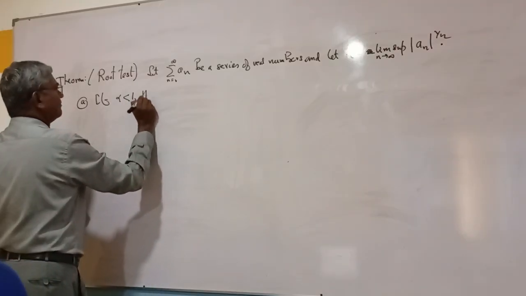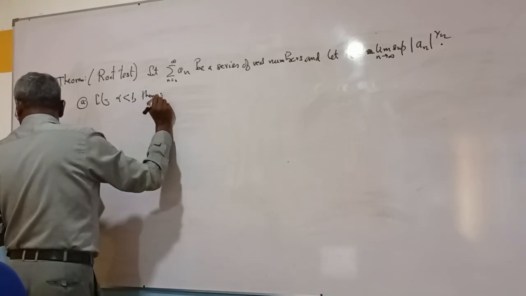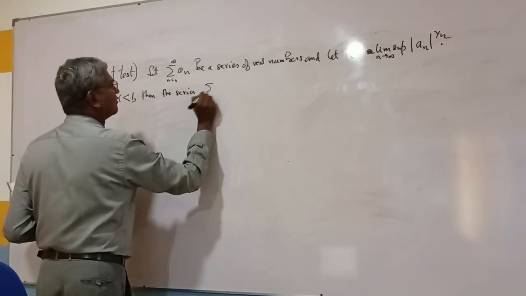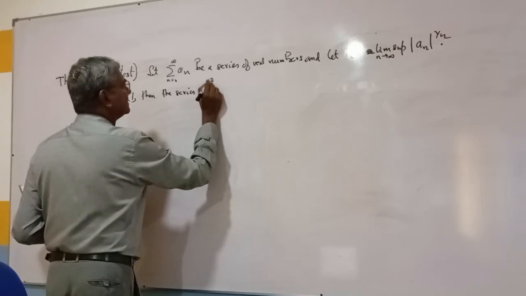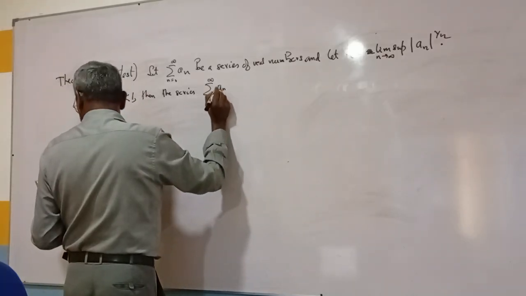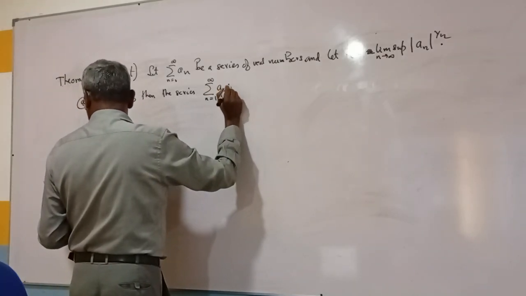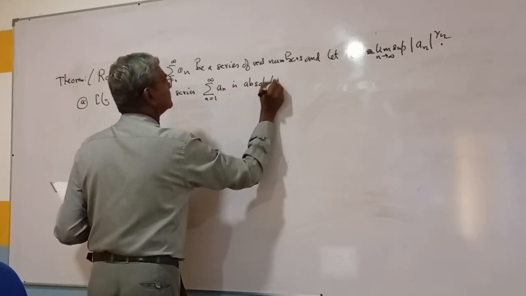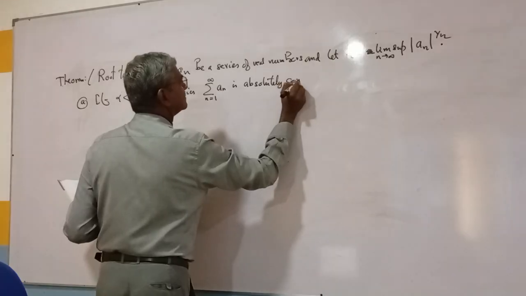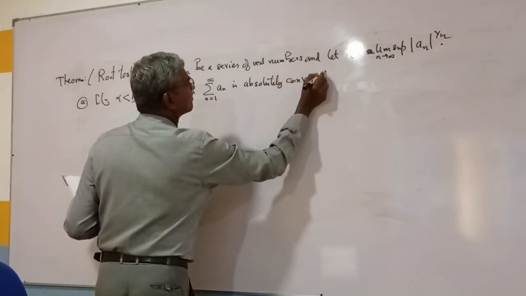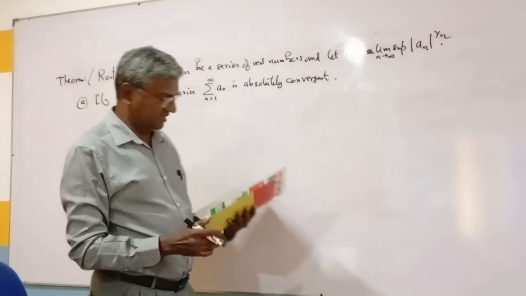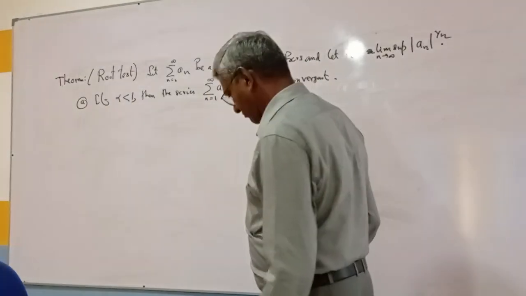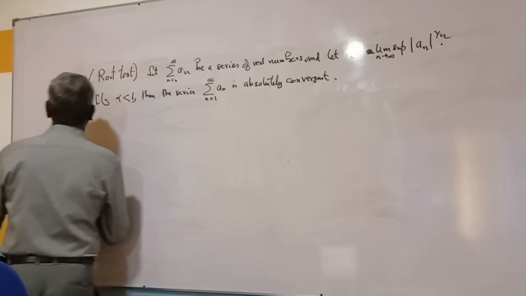then the series sigma, n going to infinity, a_n is absolutely convergent. Let's prove it first and then go to the second one. Let's see whether we can prove it.